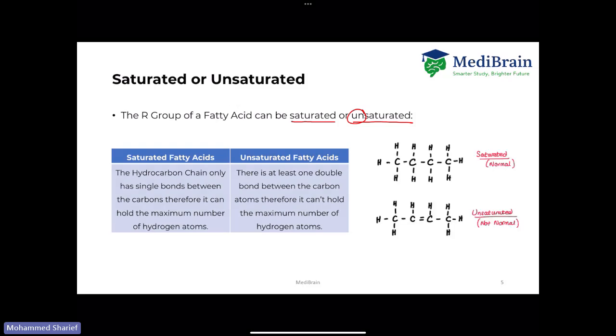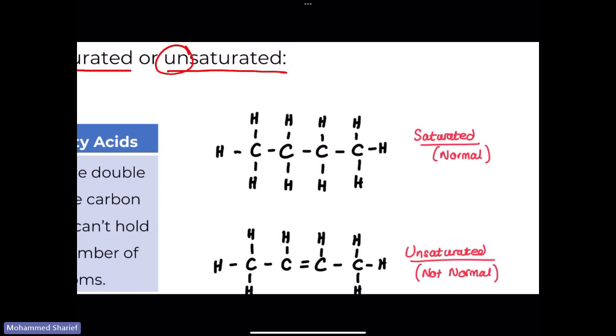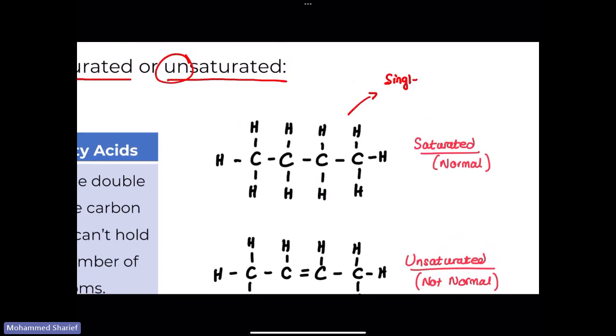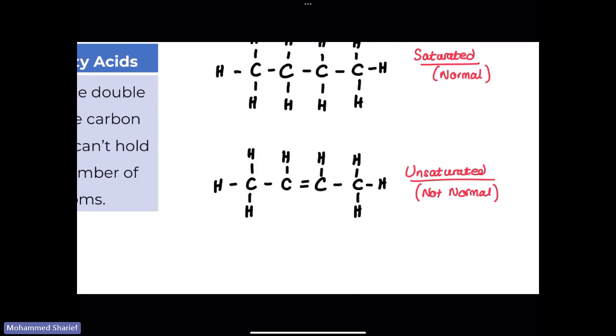So think about it like this. I've drawn an example over here. This is a saturated fatty acid. This is a saturated carbon chain, and that's because there are only single bonds present within this sort of molecule. That's a really important point that you need to be aware of. There are only single bonds present. That's why this is a saturated fatty acid. It's normal because there's no dodgy "un" before it.